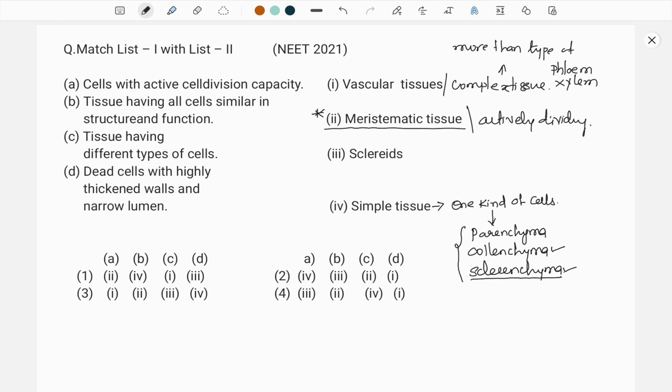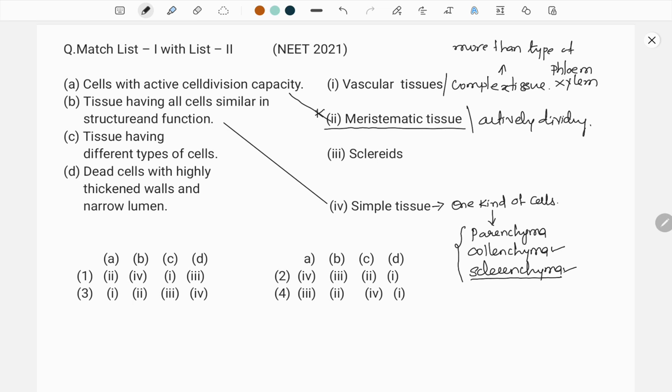Now, I think I have explained everything. Now, let's match list 1 with list 2. Cells with active cell division capacity, that's nothing but the meristematic cells. I attach them here, right? The tissues having all cells similar in structure and function. I told you that one kind of cells is found in simple tissue. So B is matching with 4, right?